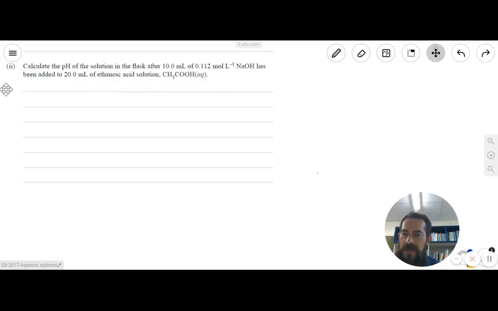Okay, so B part 2 is definitely the trickiest part of this question in 2017. And let's take a look at what they're asking. So they're asking to calculate the pH of the solution after 10 mils of the strong base has been added to the 20 mils of ethanoic acid solution. So let's just try and visualize what we're doing here. So we have a burette, terribly drawn, and the burette is dropping sodium hydroxide into a conical flask. Inside the conical flask, to begin with, we had 20 mils of the ethanoic acid.